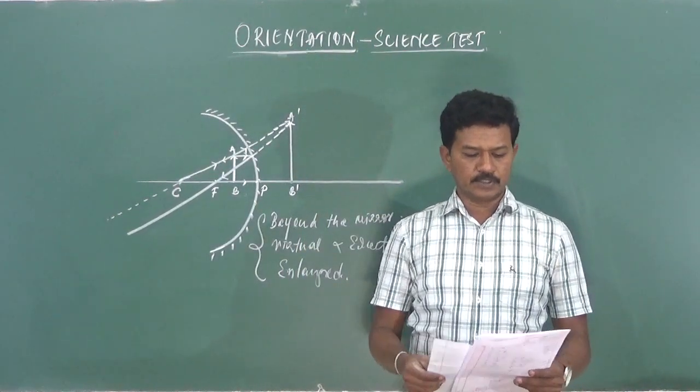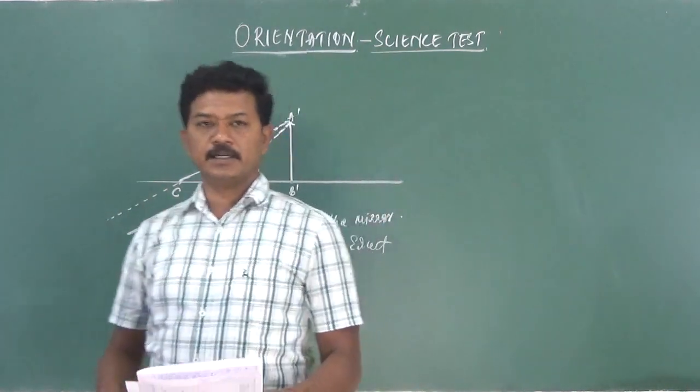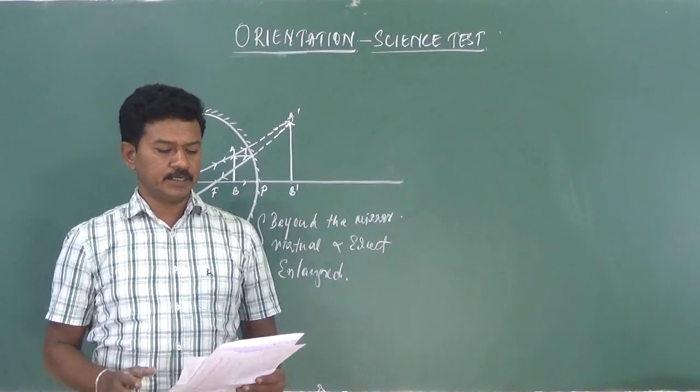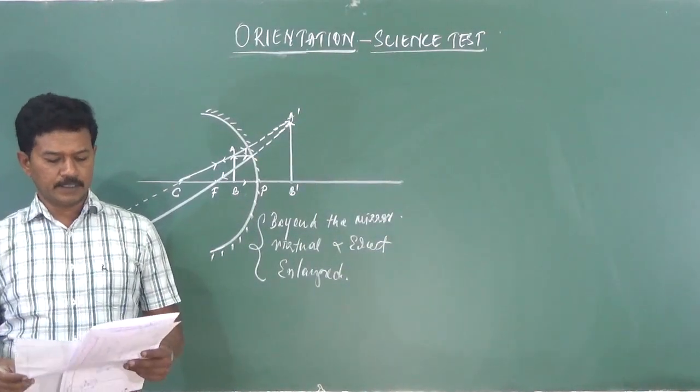Okay, we'll go with the next question. I will repeat if you want the answer once again. A convex mirror always gets an erect, diminished image and has a wider range of view. This is the answer. Okay, we'll go with the next, 9th question.